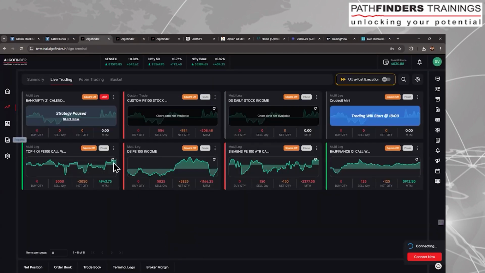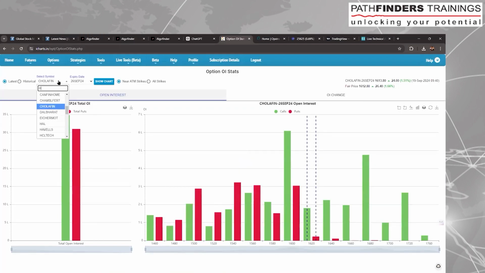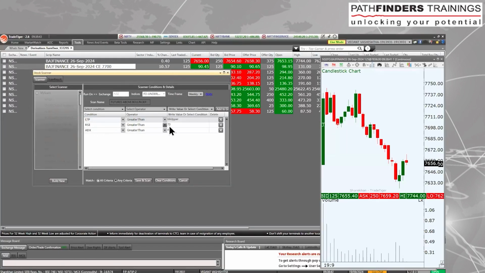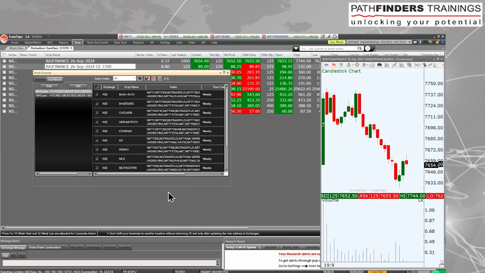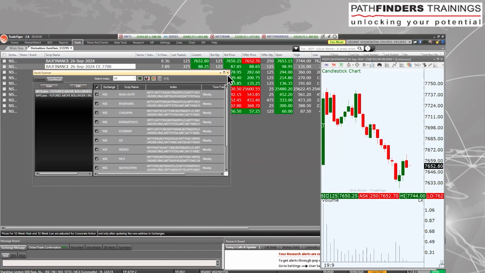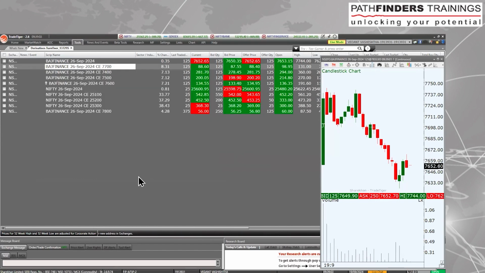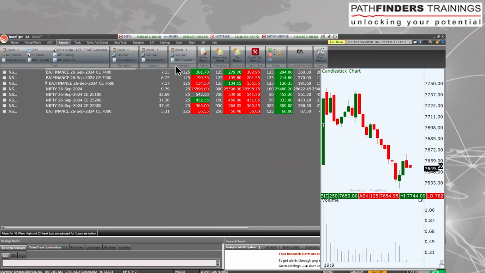In this hour, OI P is doing well without a problem. Hero Moto, traded price greater. I'll not be bothered about ADX. I'll remove this, just save and scan. And I have this many that are there. So let's check out these and see where we have an opportunity.